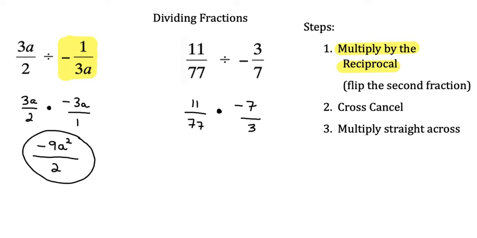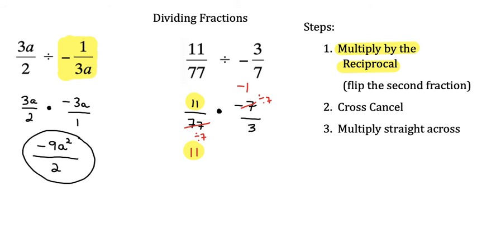Now, is there anything I can cross cancel on this one? Oh, look, there is. So 77 and negative 7 are both divisible by 7. So I'm going to divide that by 7, and I'm going to divide that by 7. Negative 7 divided by 7 is negative 1. 77 divided by 7 is 11. And if you have a really good eye here, you might notice that I have an 11 over an 11.